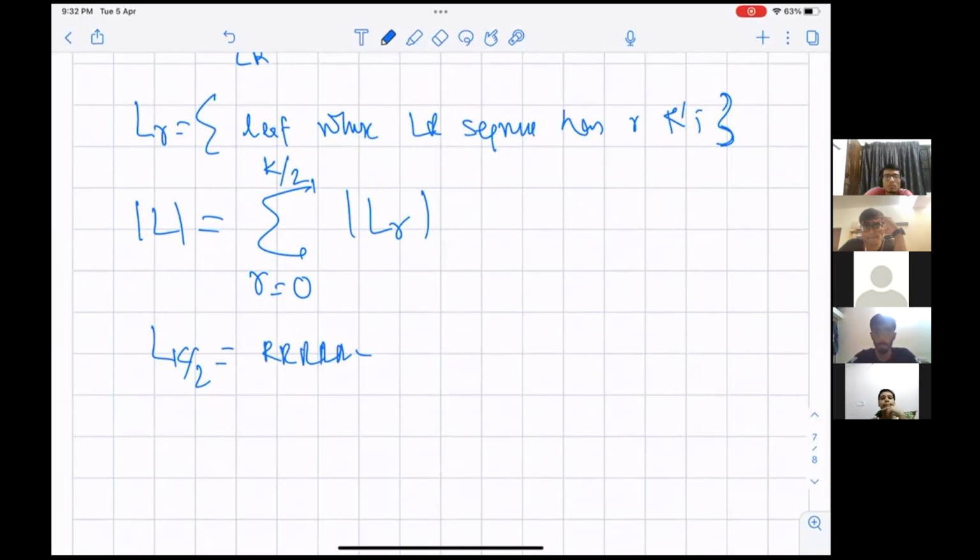Okay, so L_r is the set of leaves where this sequence is applied, right? So if you look at this RRR, where will this leaf be captured? This leaf will be captured in L_K by 2, right? That's it. Okay. r equal to 0 is all left. That's also captured, right? So you tell me anything and I will tell you where it is. All I'm saying is that this is all that it is. Is that fine? Yeah. Okay.